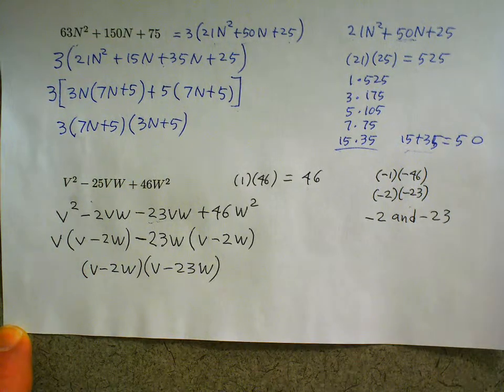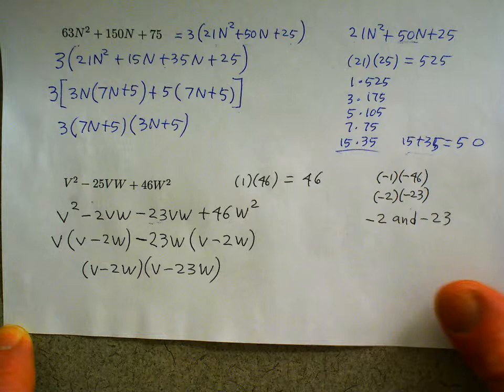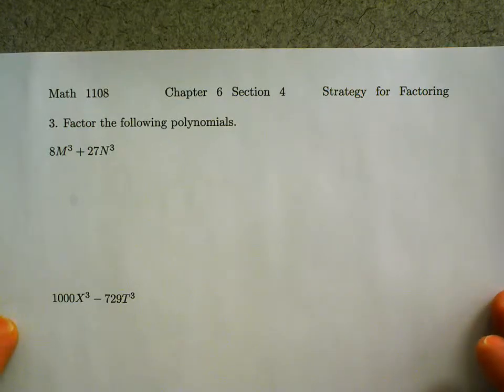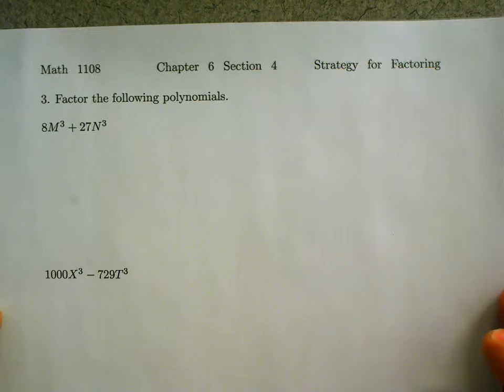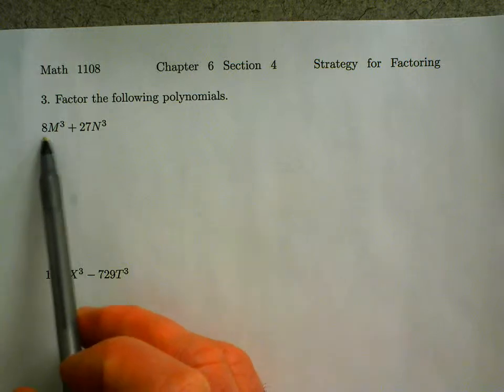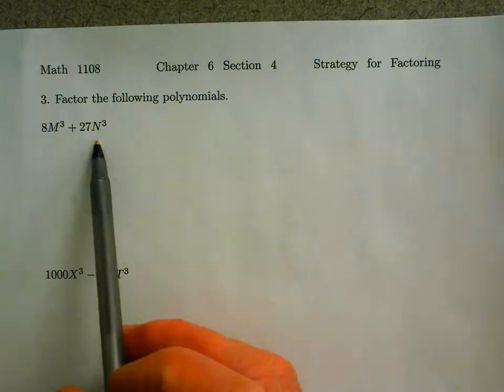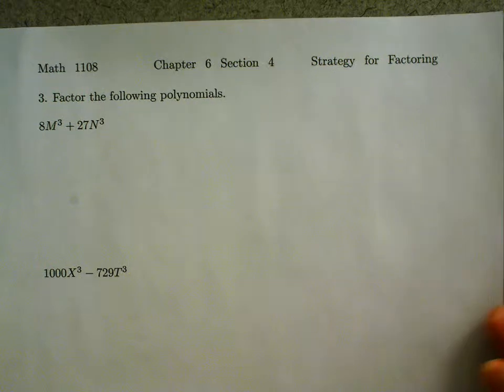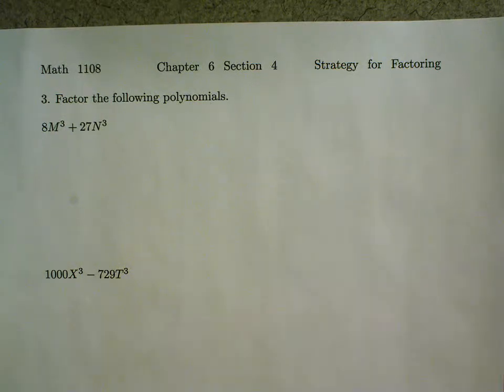Okay, let's move on to the next page. So factor 8m to the third plus 27n to the third. The greatest common factor is 1. So we're just looking at a sum of cubes.